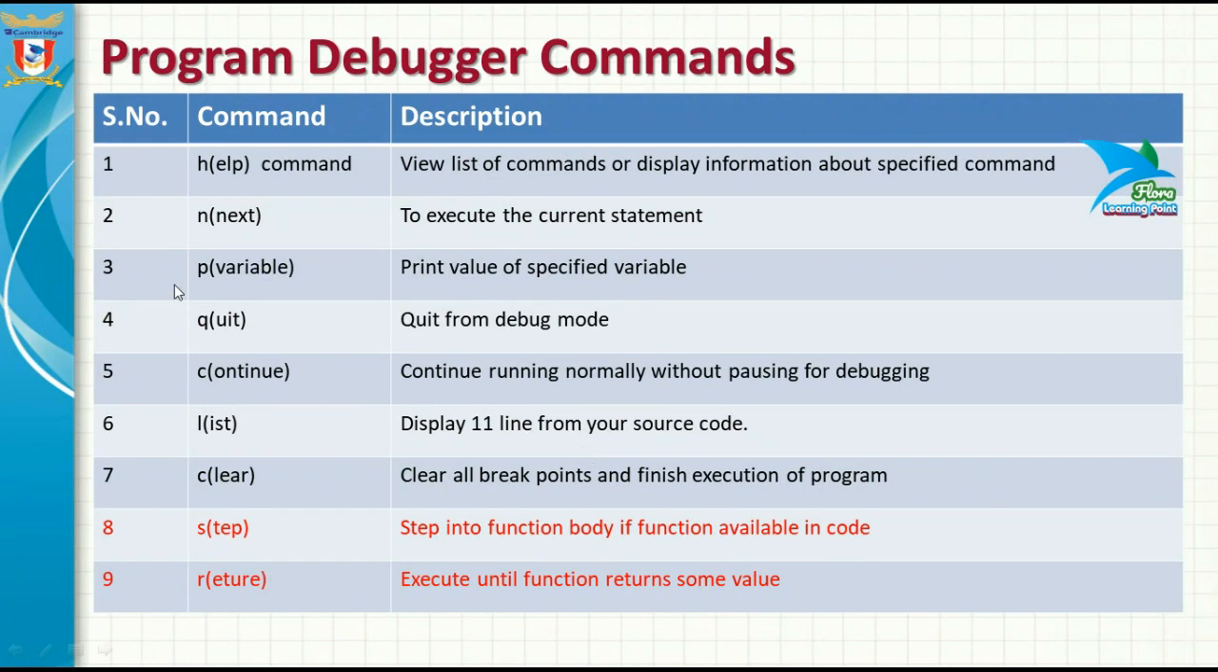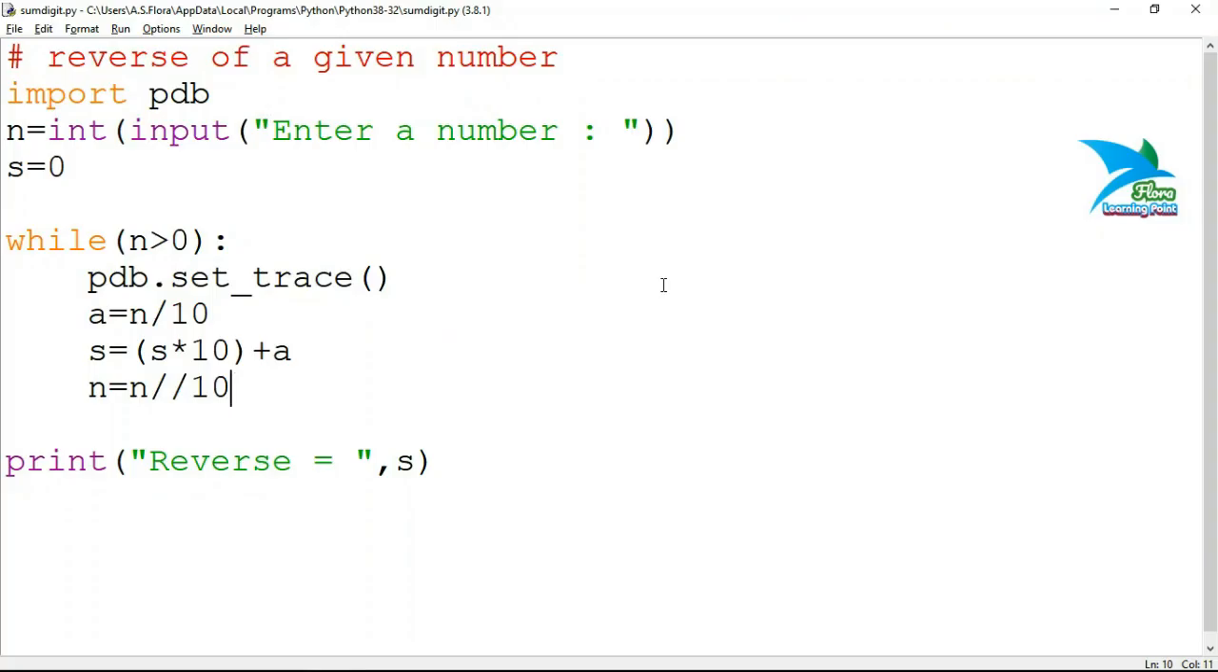Next we'll discuss the p statement, or you can say this one is the print statement. By using this p statement, you will be able to print the value of any specified variable, given inside the brackets as a parameter to this p function. So this function is used to print the value of a specific variable.